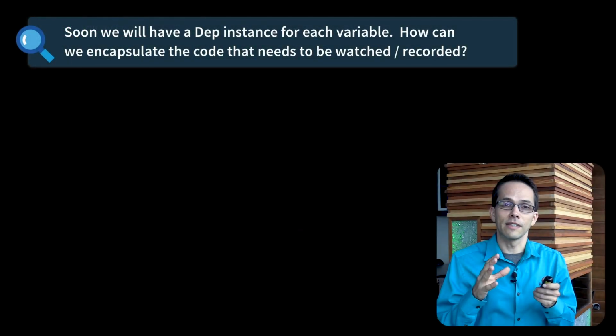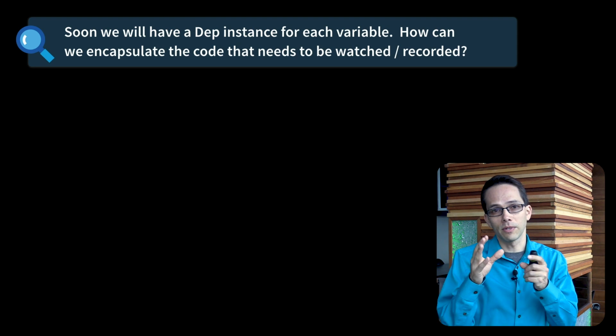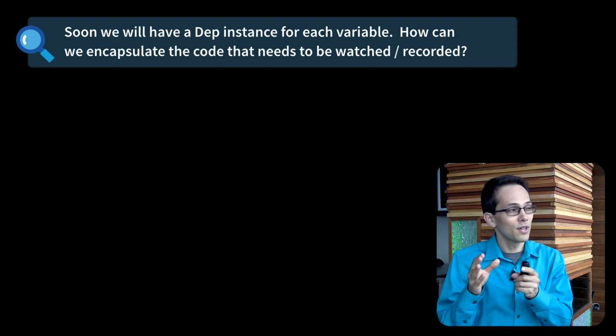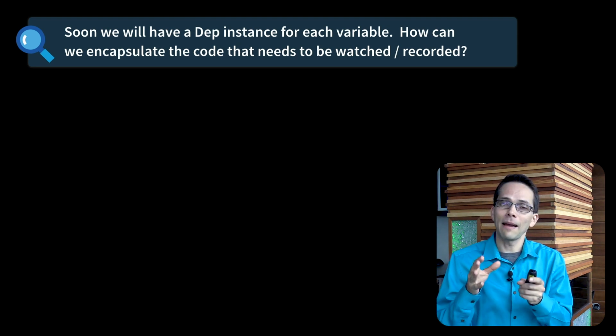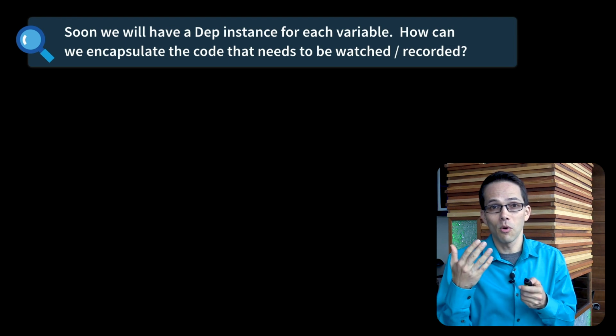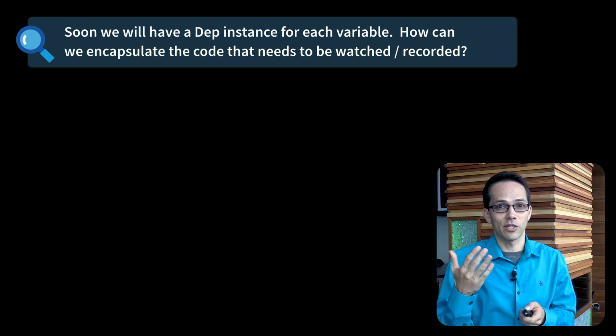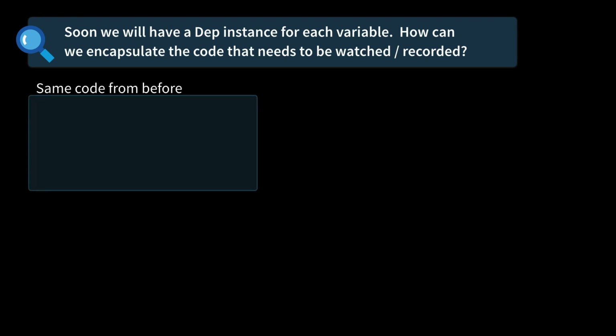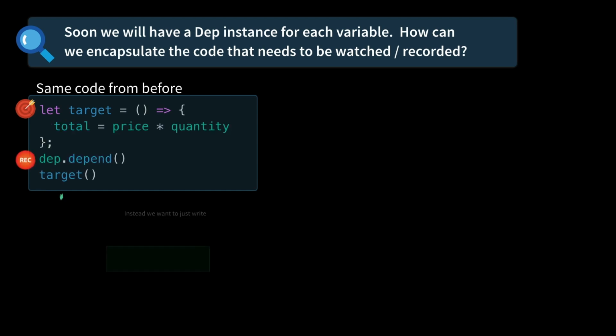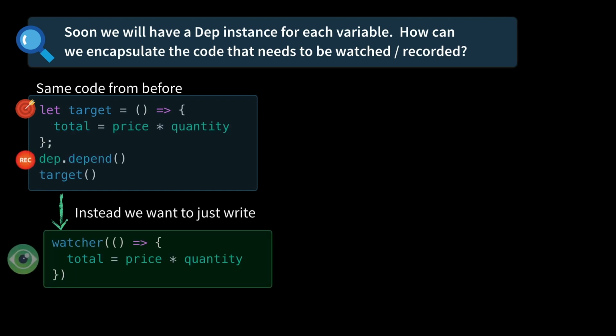In our reactivity system, each of our variables is going to have different dependencies. So we need a way to encapsulate the code that's going to be watched or recorded as our targets. So here you can see our code from before. And we're going to create a watcher function in a minute that simply takes an anonymous function as its argument. And we'll use that eye icon every time we have a watcher function.